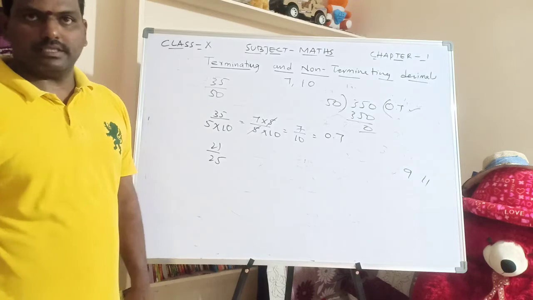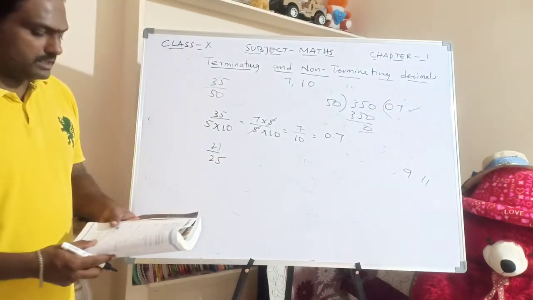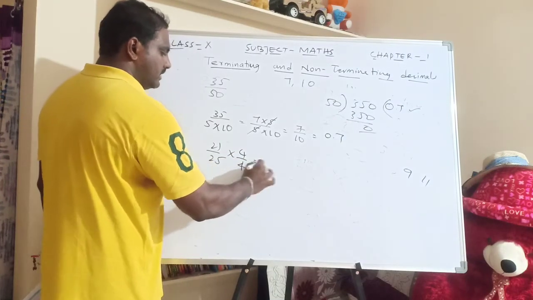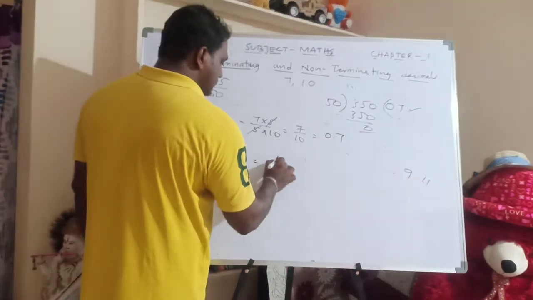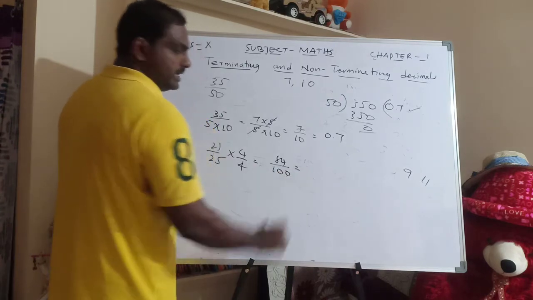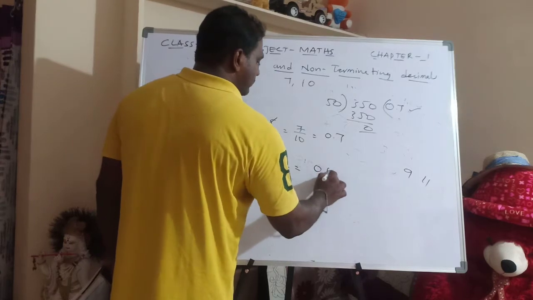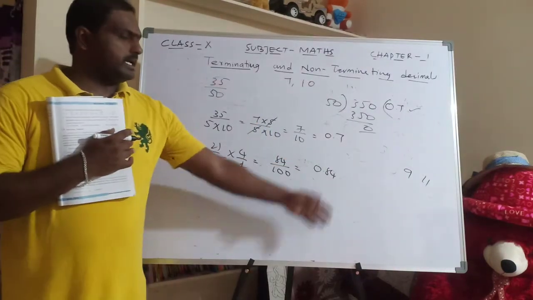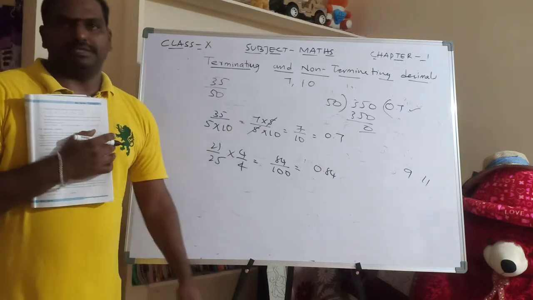Same, I will get in that way only. Now what I will do is multiply with 4, okay, 4 by 4. I have to multiply and divide with the same number. So what should I get? 21 fours, it is 84. 25 fours, it is 100. Now simply what I can write is, this can be written as 0.84. It is a terminating decimal, found without doing the actual division.